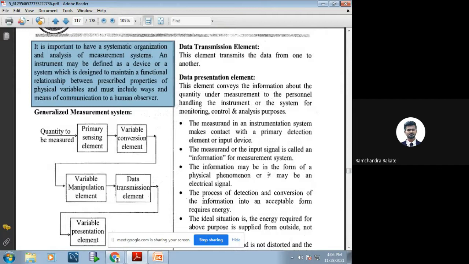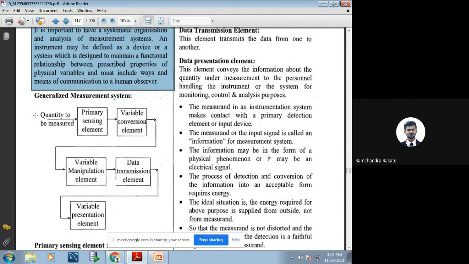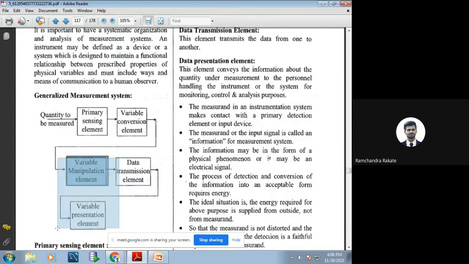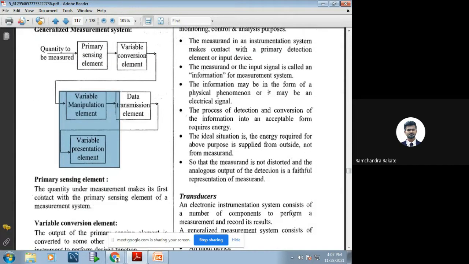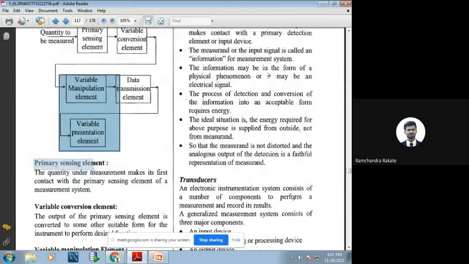Correct. So in the generalized measurement system, the quantity to be measured is sensed using a primary sensing element. This sensing element plays the role of conversion. Then we have the variable manipulation element, then the data transmission, and finally the variable presentation element. Correct. So a transducer is the one that converts the primary physical energy source into the required signal. Here we are using the transducer for an electrical energy signal, so that's why it is called a transducer.